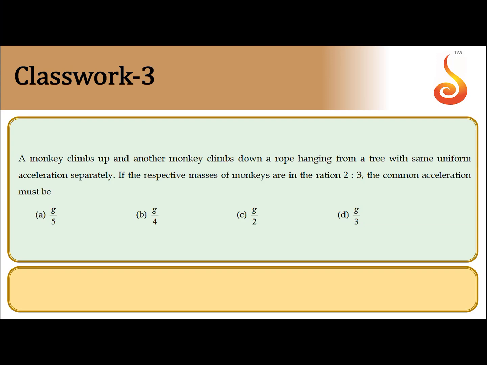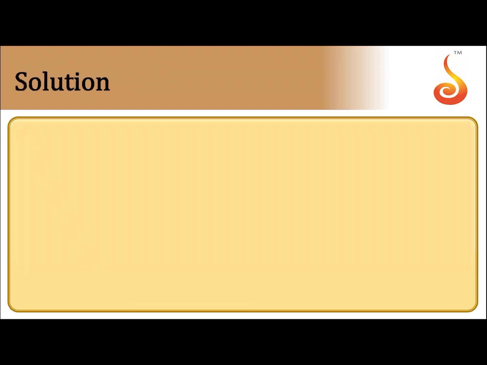Example 3. A monkey climbs up and another monkey climbs down a rope hanging from a tree with the same uniform acceleration separately. If the respective masses of the monkeys are in the ratio 2:3, the common acceleration must be. A monkey climbs up and another monkey climbs down a rope hanging from a tree. So here is the arrangement.